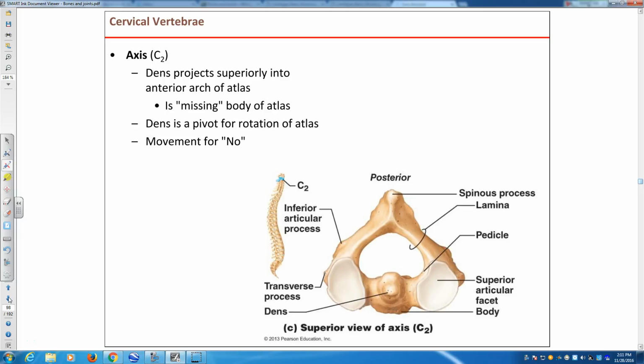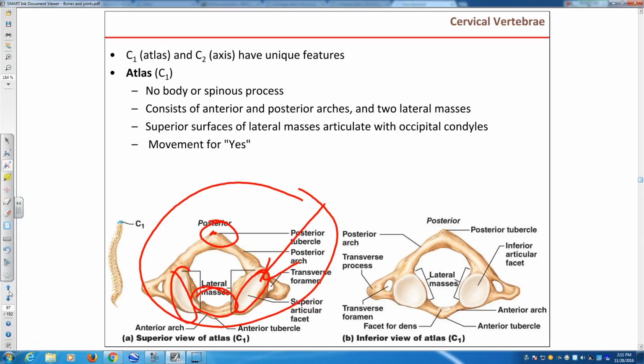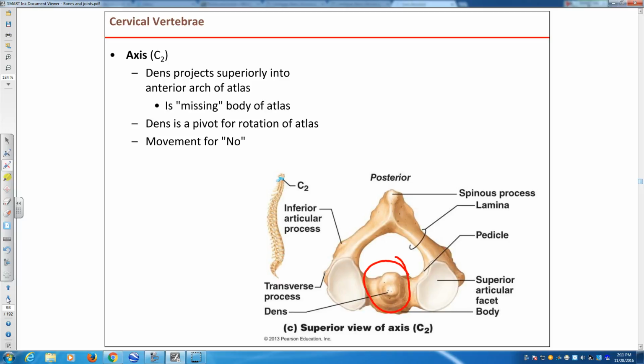That dens protrudes upwards and goes into that area of the C1. So essentially, dens is the missing body of the first vertebra. Does that make sense? They kind of made the exchange probably years ago. The body of the first vertebra became this prominence on the second.